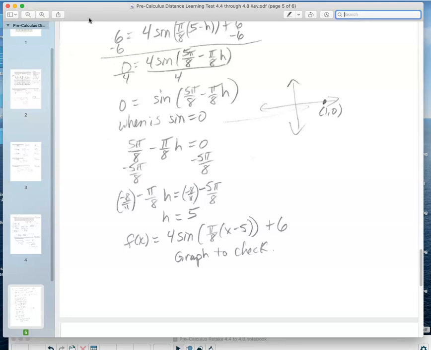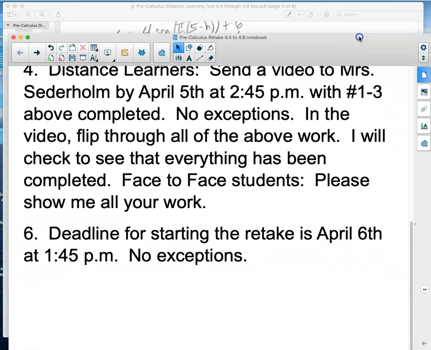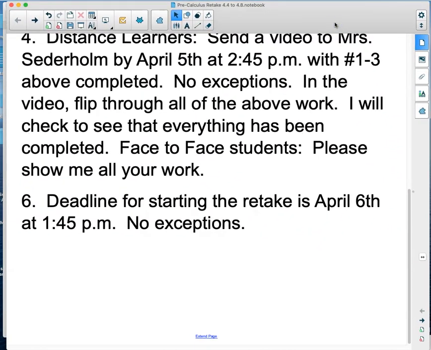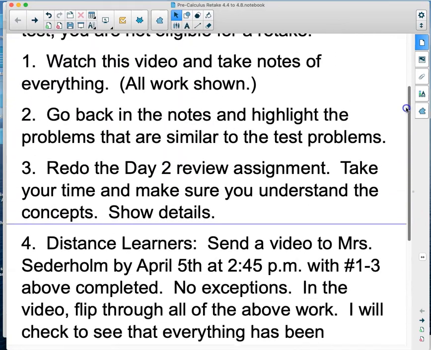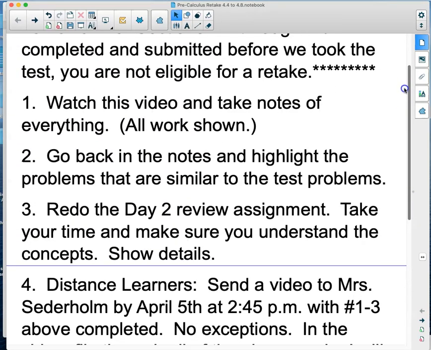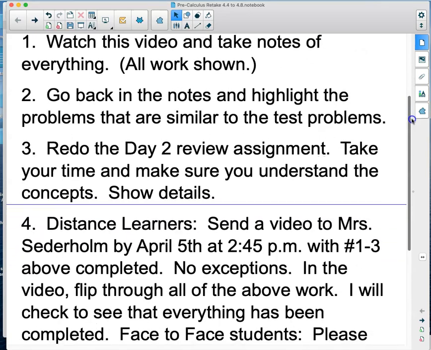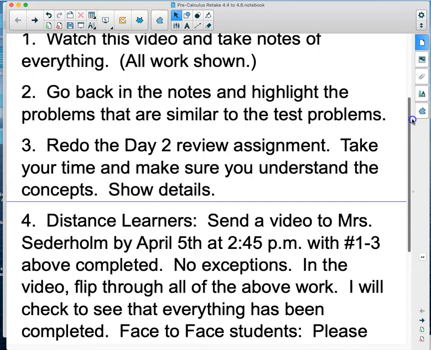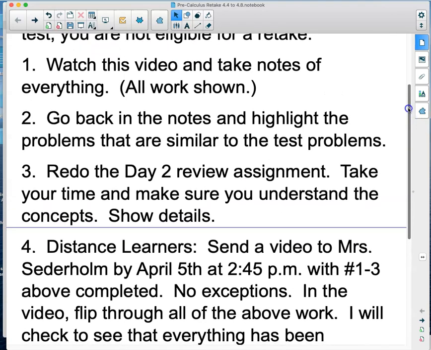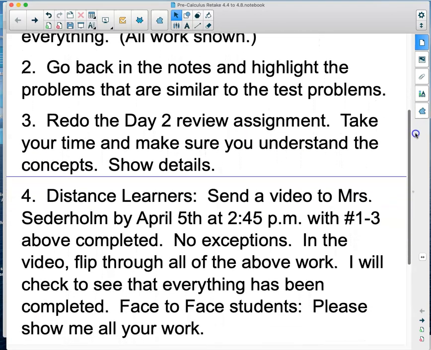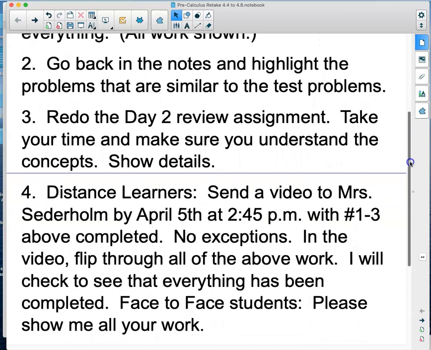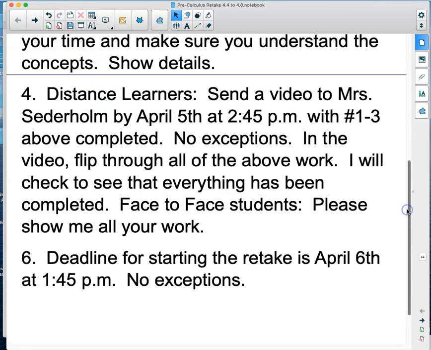So that is the first part of this, which would be watching this video and taking notes on everything. And then you can go back in your notes now, highlight the problems that are similar to the test problems. Maybe you're doing that while you're watching the video, totally up to you. But you have to take notes on the video. Everything gets written down. And then next thing would be to redo that day 2 assignment and make sure that you let me know before 2:45 on April 5th, hey, I have all this done, could you take a look at it?